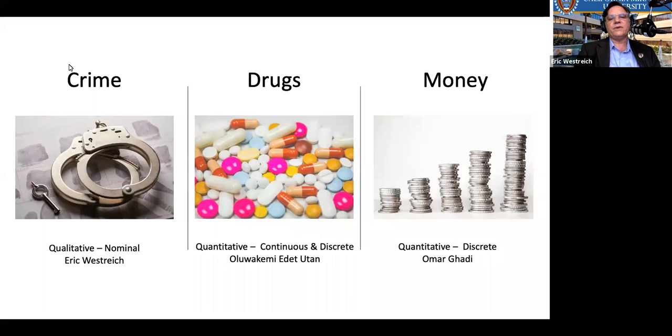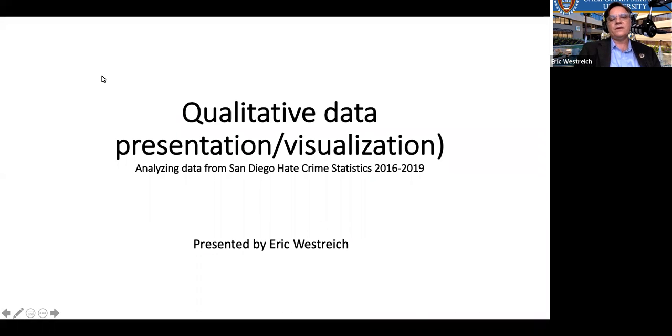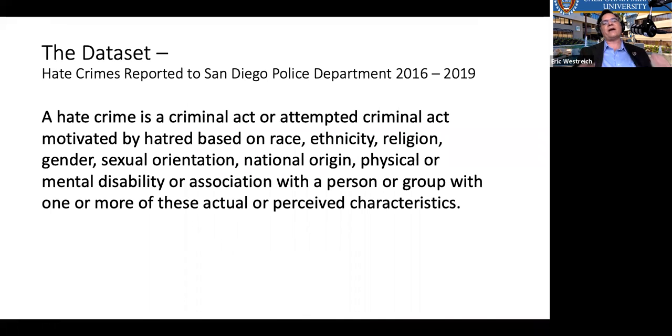Starting off with the crime, this was analyzing data from the San Diego hate crime statistics 2016 to 2019. These are actual hate crimes reported to San Diego Police Department, where hate crimes are those criminal acts or attempted acts motivated by hatred on a bunch of different categories.